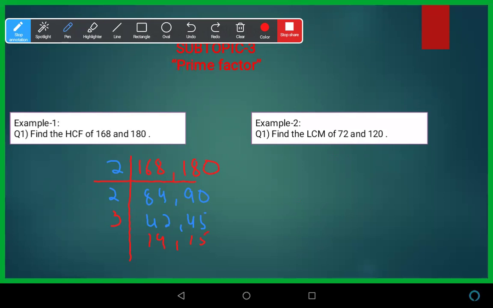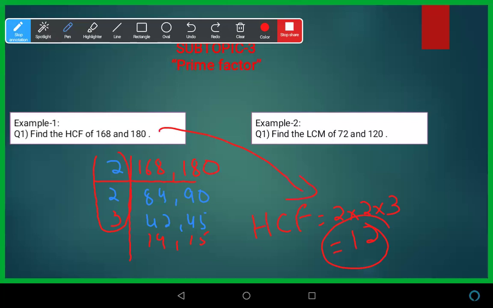So the HCF will be 2 multiplied by 2 multiplied by 3. You can write HCF is equal to 2 multiplied by 2 multiplied by 3, which is 4 times 3, 12. The HCF of the numbers is 12. That's it. Very simple topic. HCF is 12. I hope you got the point and you get how to solve this HCF.